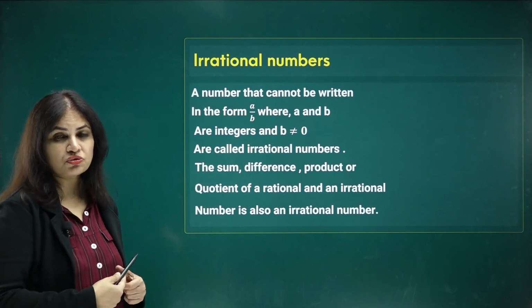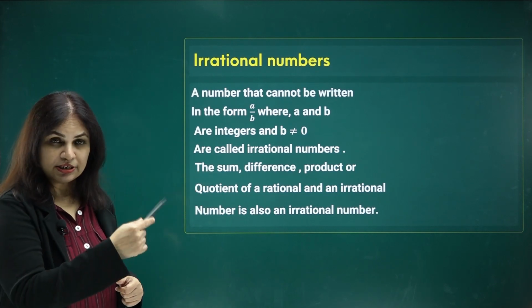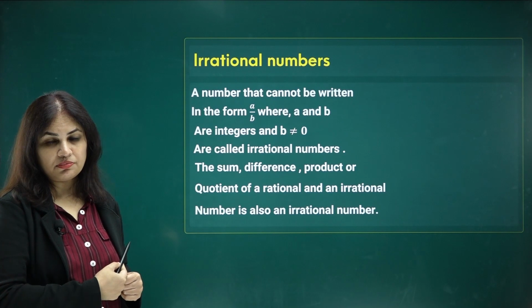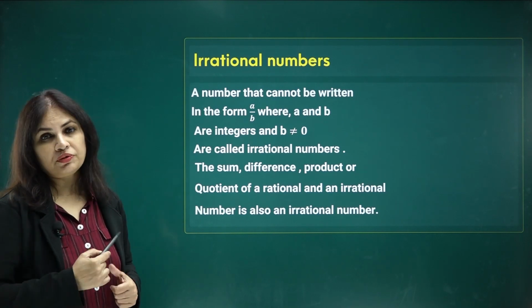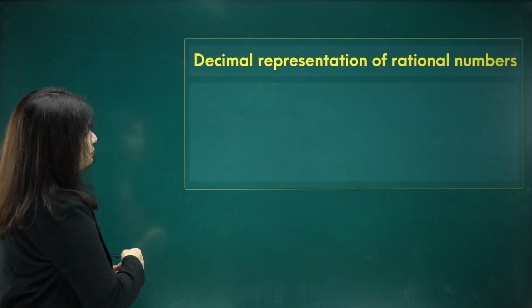We have seen 2 plus root 3 is an irrational number. Similarly, 2 into root 3 will also be an irrational number. 3 root 3 upon 2 will also be an irrational number.